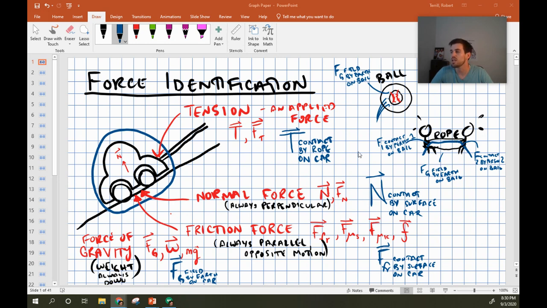Then for the rope, there's F1, which is the contact force from the first person, F2, the contact force from the second person, and force of gravity because it's still on Earth. All right, that was force identification.